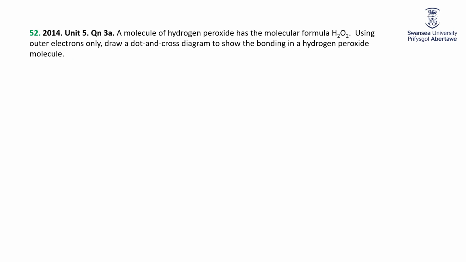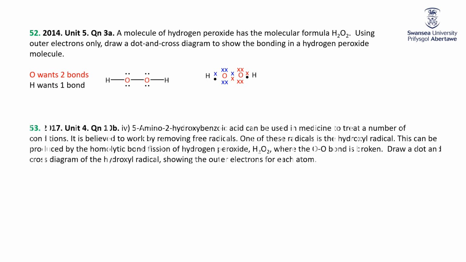Very similar molecule to the last one, hydrogen peroxide, H2O2. Oxygen wants 2 bonds, hydrogen wants 1. So again, the 2 oxygens have to be bonded, using up one of those bonds they each want, leaving 1 bond for each oxygen to go to the hydrogens. Anytime oxygen makes 2 bonds, it's got 2 lone pairs. And there is, without further comment, the dot and cross diagram.